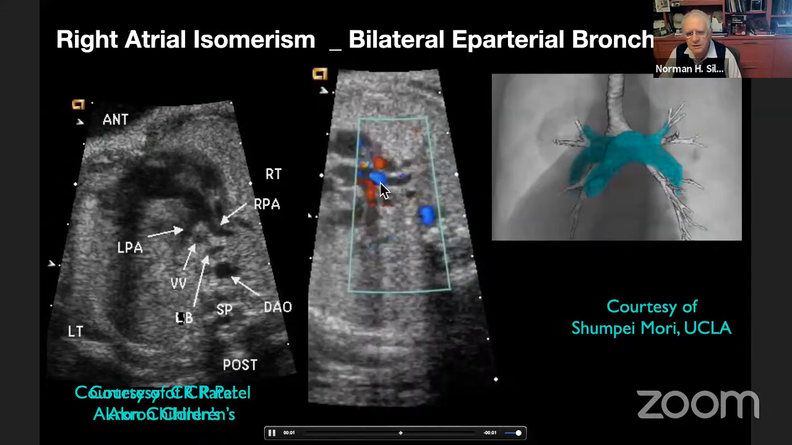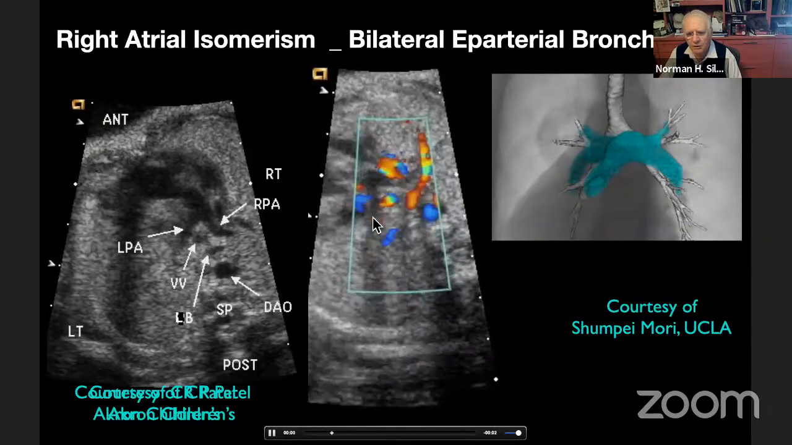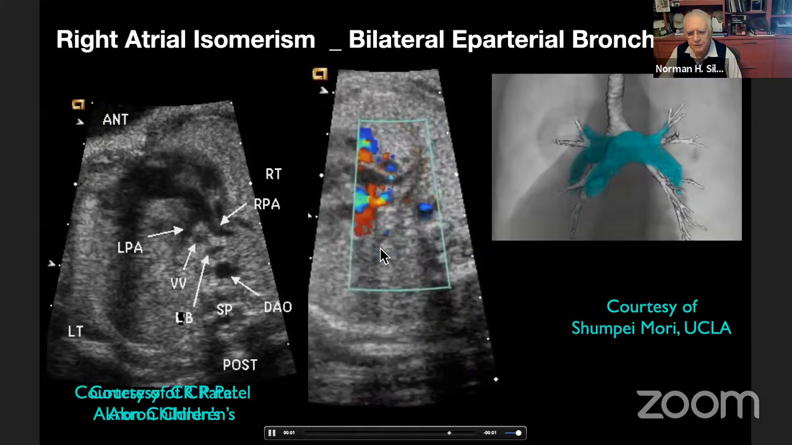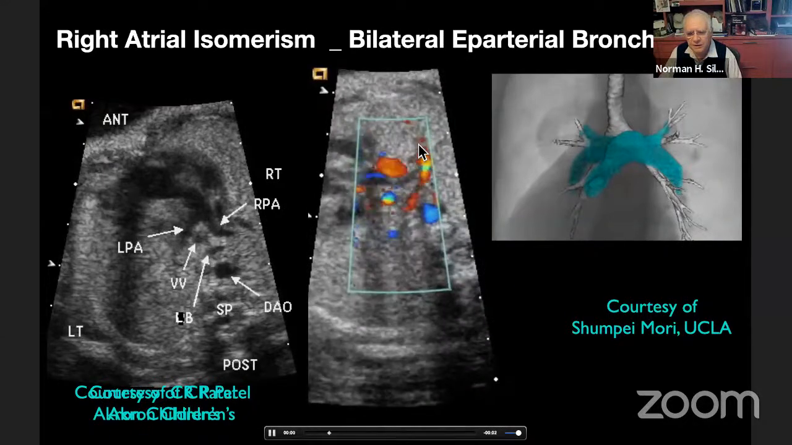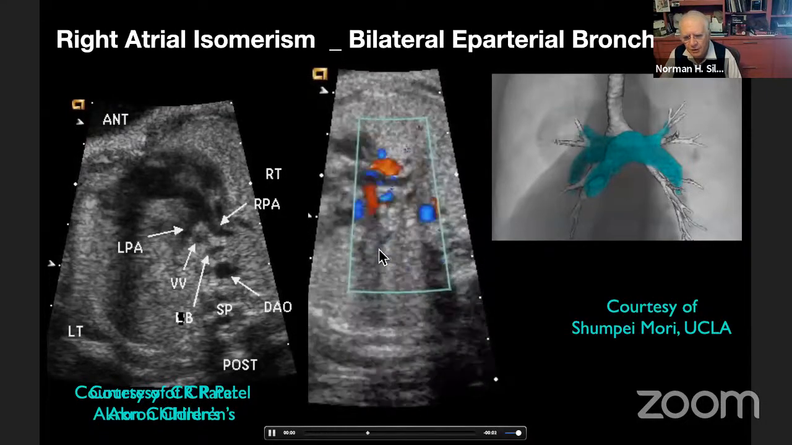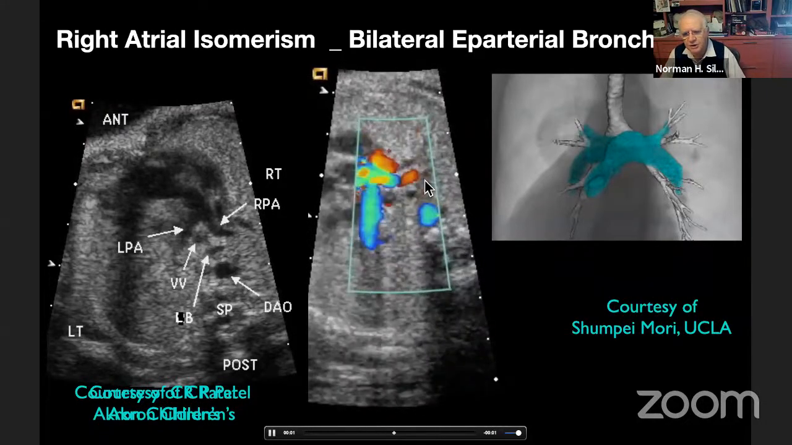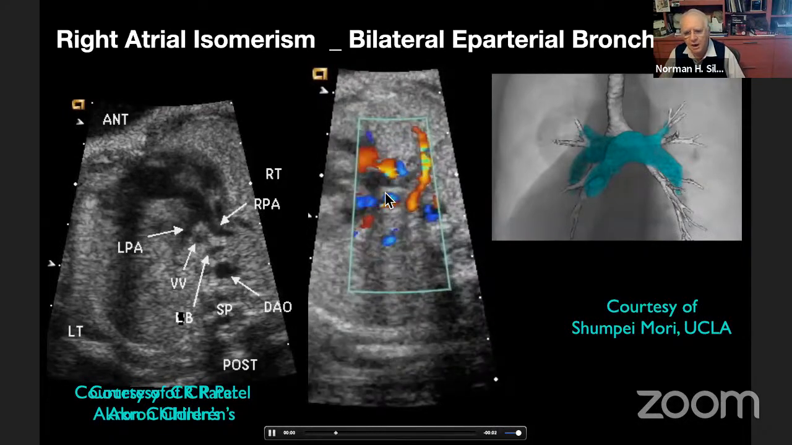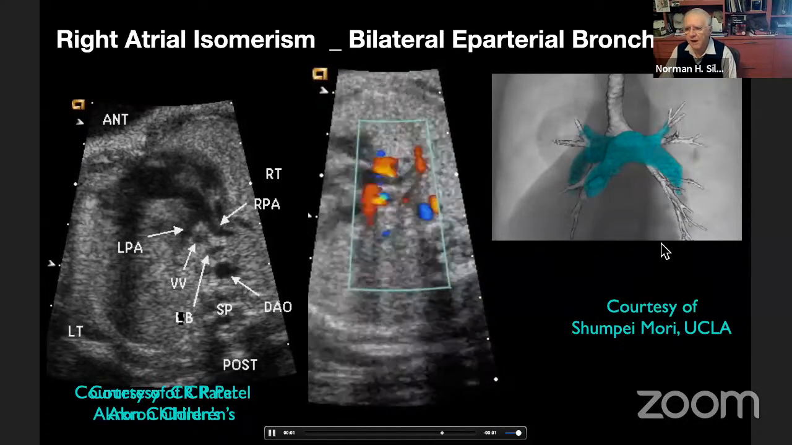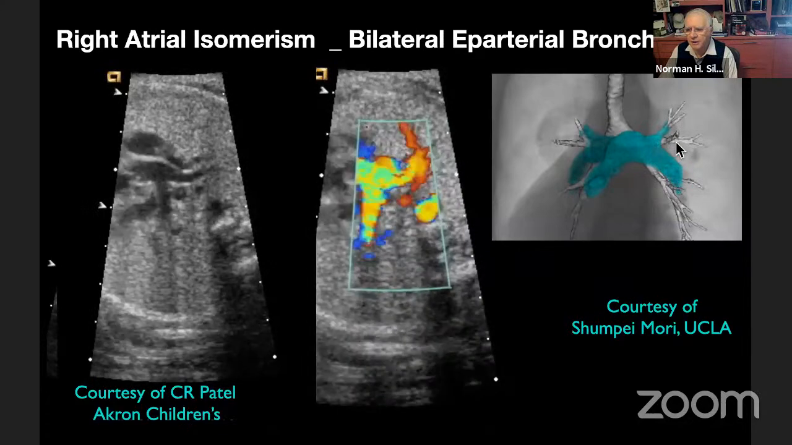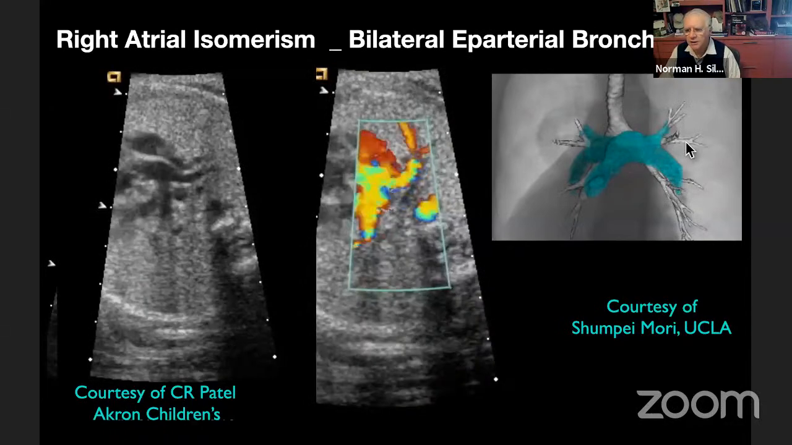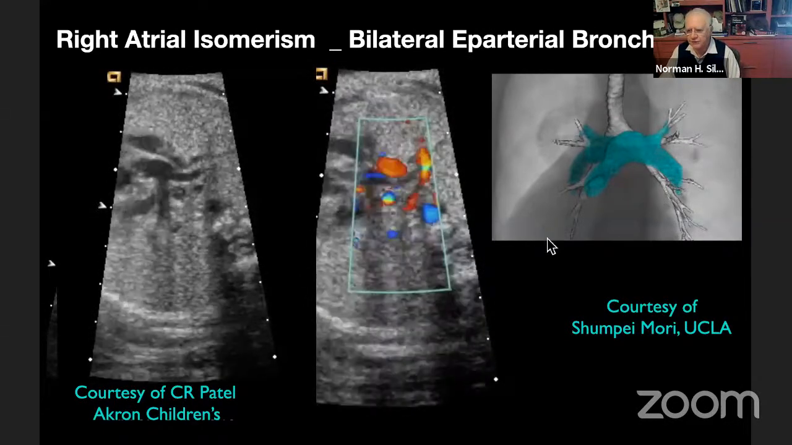And you see here the bilateral pulmonary arteries, but above them, you see with breathing, as the fetus inspires and expires, the cellular material reflecting off the fluid in the bronchi. And so you can see the relationship of the bronchi to the pulmonary arteries. And here's a patient who's got bilateral epiarterial bronchi, I beg your pardon. The pulmonary arteries are below the bronchi. So you should be able to see that this is the case.